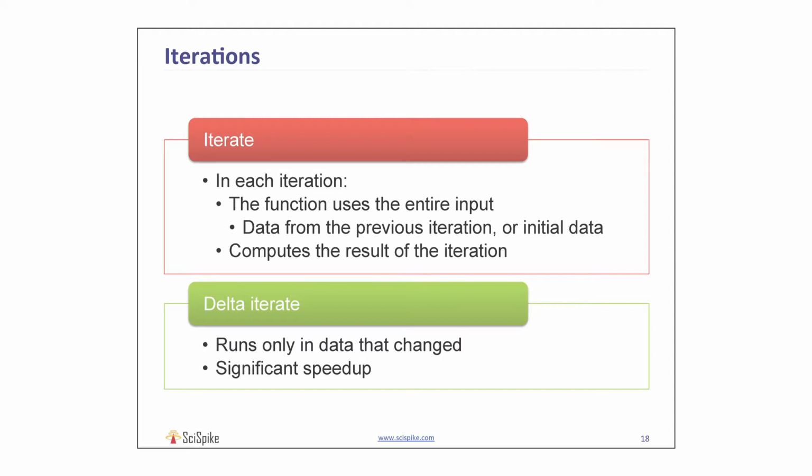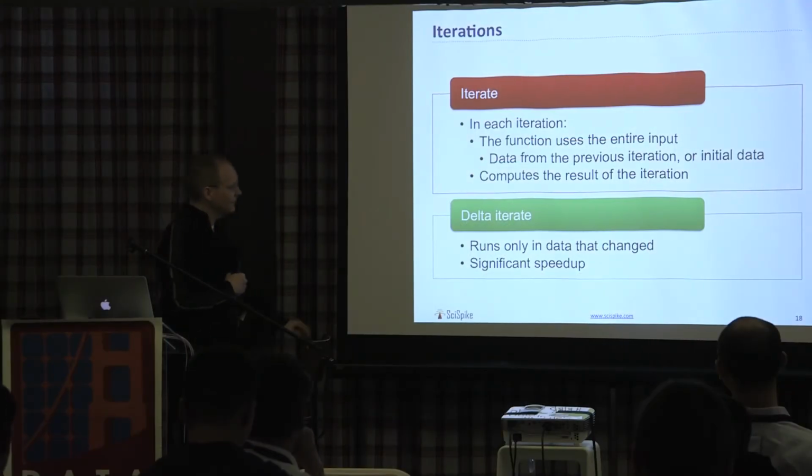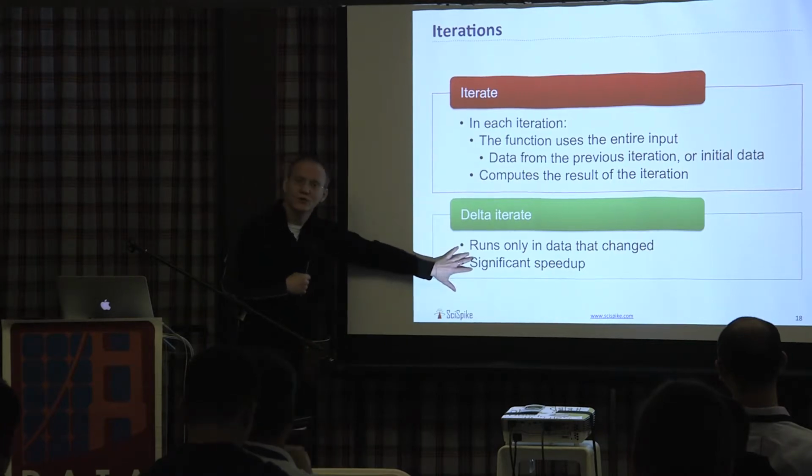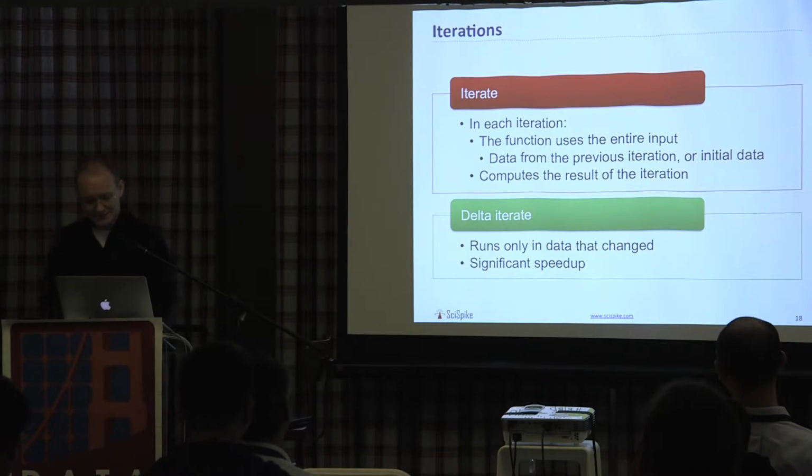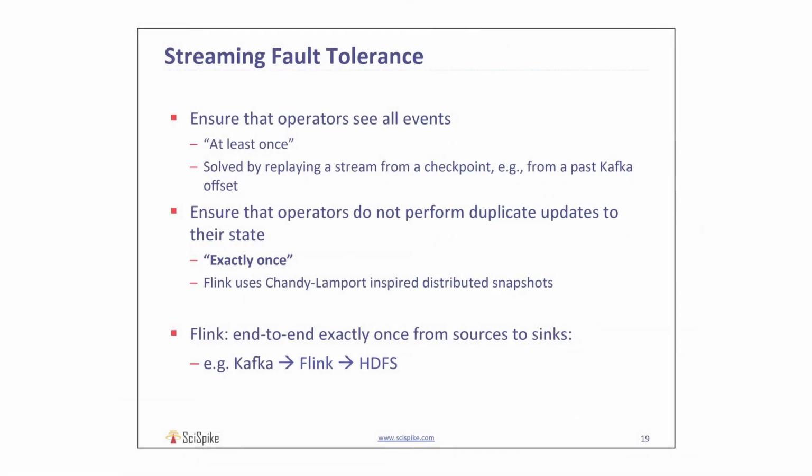But then you quickly desire to optimize these things. And in Spark, for example, we have to write our function that would operate in such incremental fashion. In Flink, we have the delta iterate, which runs only on data that has changed. And that is very convenient because it gives us significant speed up, because we typically process just a fraction of these events.